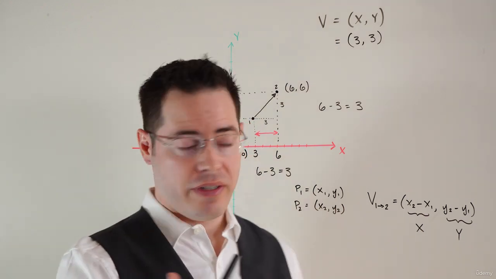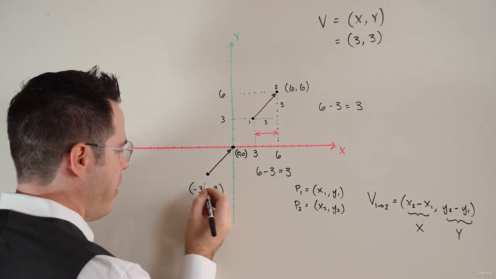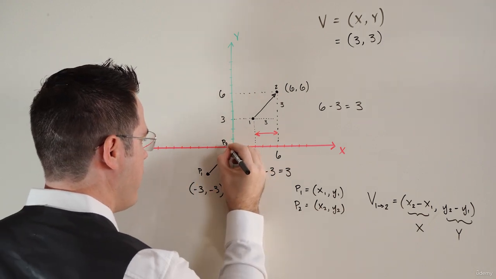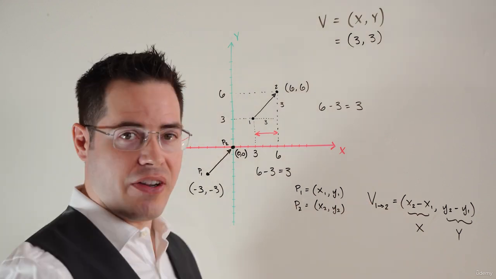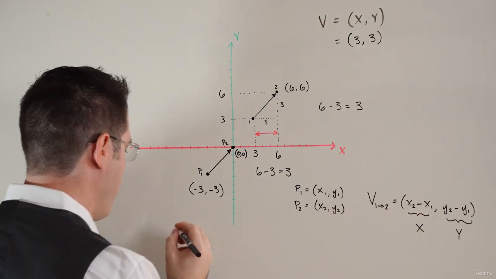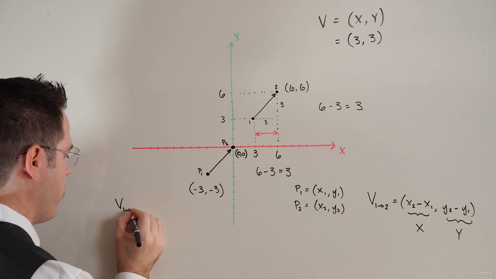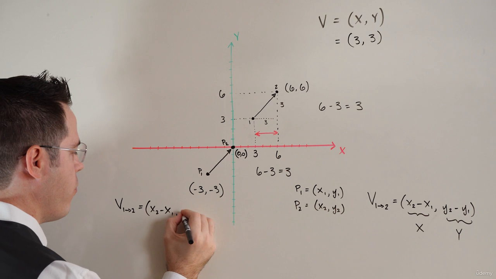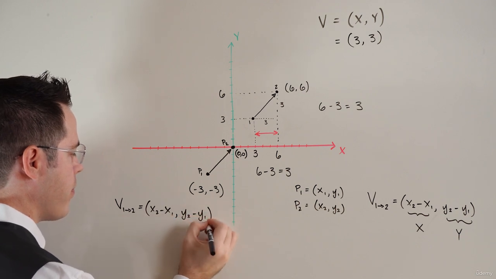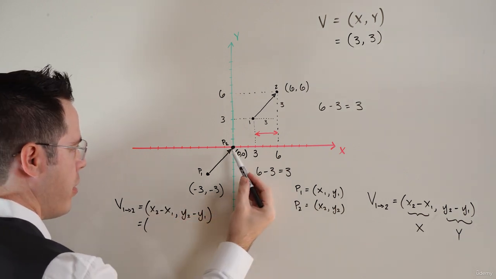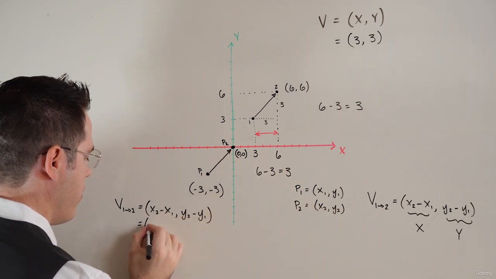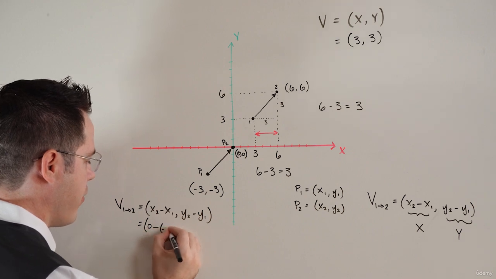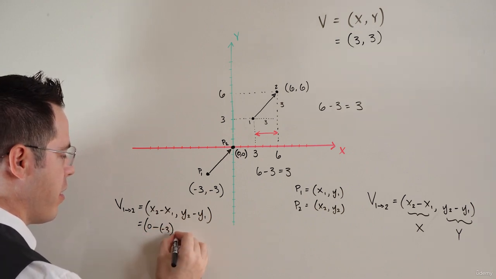Let's calculate the components for this vector. So if -3, -3 is point 1 and 0, 0 is point 2, then we can use our formula to calculate the components of our vector. We can say that the vector from point 1 to point 2 equals x2 minus x1 and y2 minus y1. Let's do the math. The origin is point 2, so x2 is 0, and x1 is -3. So we're going to subtract -3. That gives us the x component.